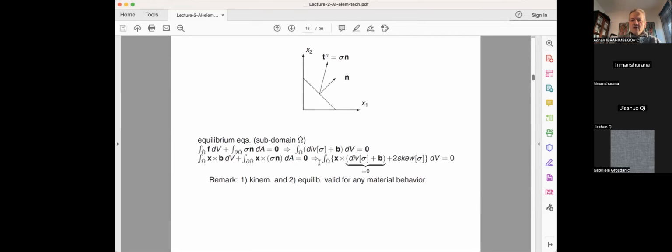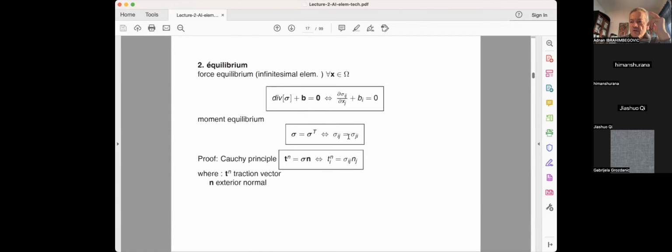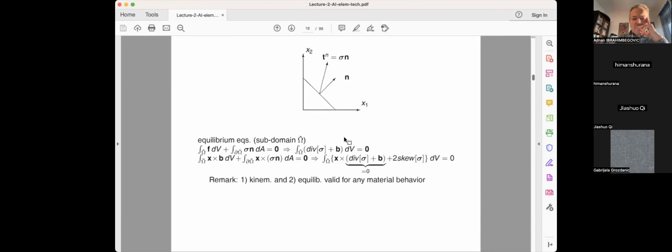And then I work on that again. This amounts to x cross product divergence sigma plus b plus 2 times q times sigma. And basically this is already zero by the linear momentum equation. So I'm stuck with the skew symmetric part of sigma equal to 0 when I take omega tilde to be arbitrary. And that confirms this type of moment equilibrium equation, which makes the stress tensor symmetric and basically makes it into something that one can use sort of directly.